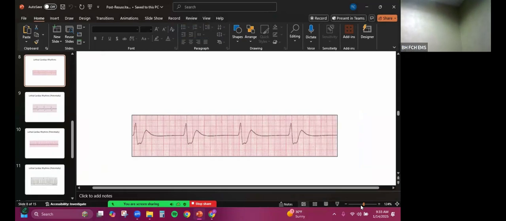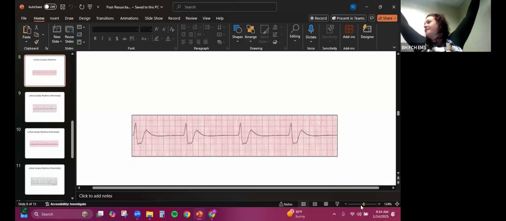Rate's 40, probably a little closer to 50. That is an idioventricular rhythm. And the reason why is because you don't see any P waves. You could be mistaken and think it might be a third degree block, but it's not. Here's what I'm saying, because that might throw you off: thinking that's a P wave, but you would have many more P waves than you have QRS complexes. Okay. So that's why that's an IVR.